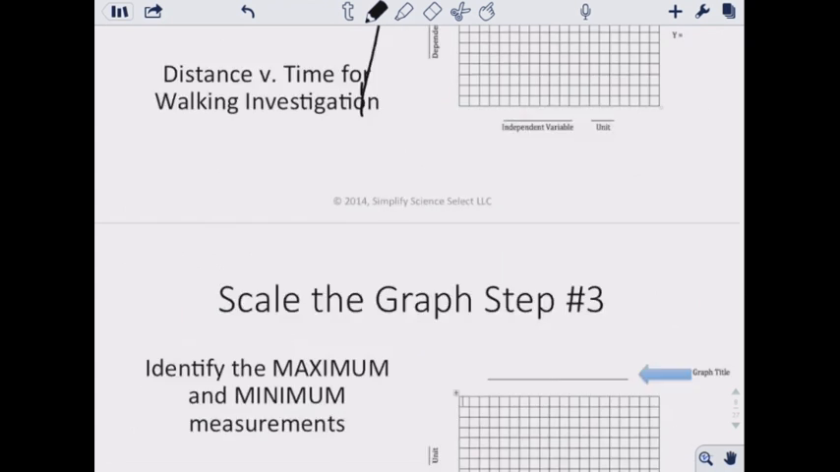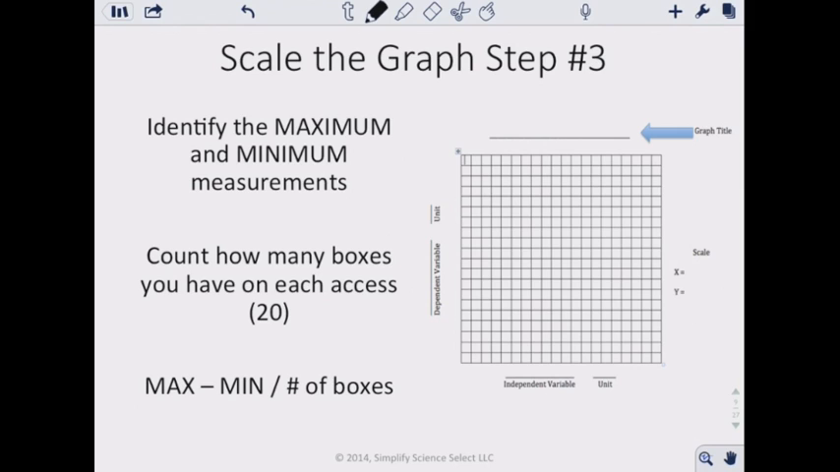Step 3 is to scale the graph. What we do is identify the maximum and minimum measurements. So if our minimum measurement is 5 and our maximum measurement is 10, those are our minimum and maximum measurements.